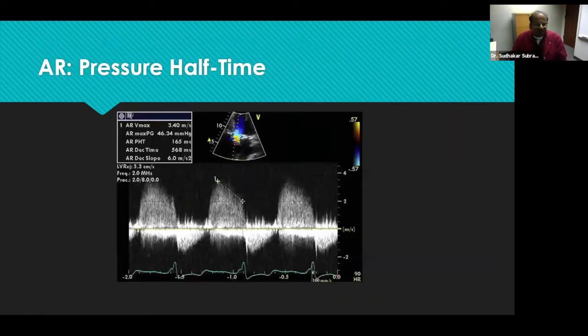So once you get the sense, sometimes there will be an indeterminate zone. We can use some other parameters, like the pressure half-time. The easy way is to depend on the continuous wave Doppler, where you can see from the deep transgastric view a forward flow towards the probe, and you can get the pressure half-time as well as the deceleration time. In this case, the pressure half-time is less than 200, which is in favor of, again, severe AI.